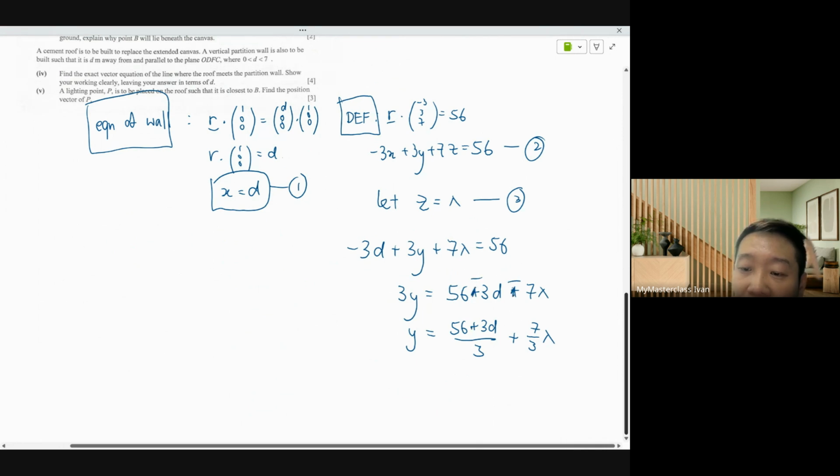Minus, but it doesn't matter. Later you'll do it yourself. What is x? D, right? What is y? This thing, right? What is z? This one, right? R means x, y, z, right?